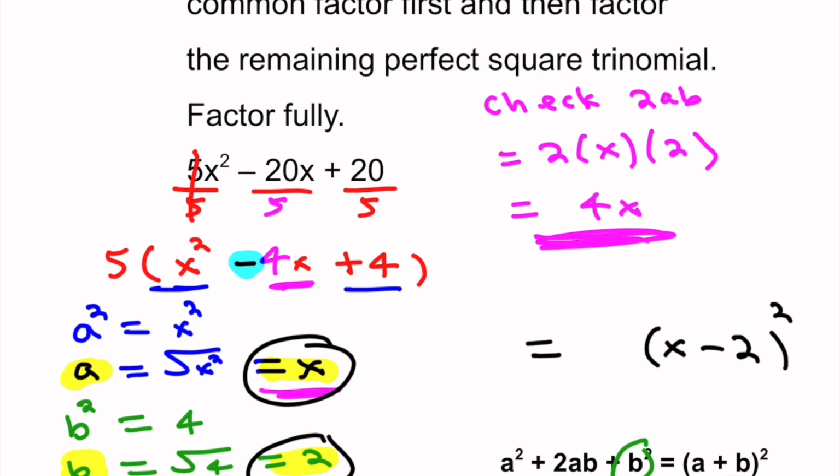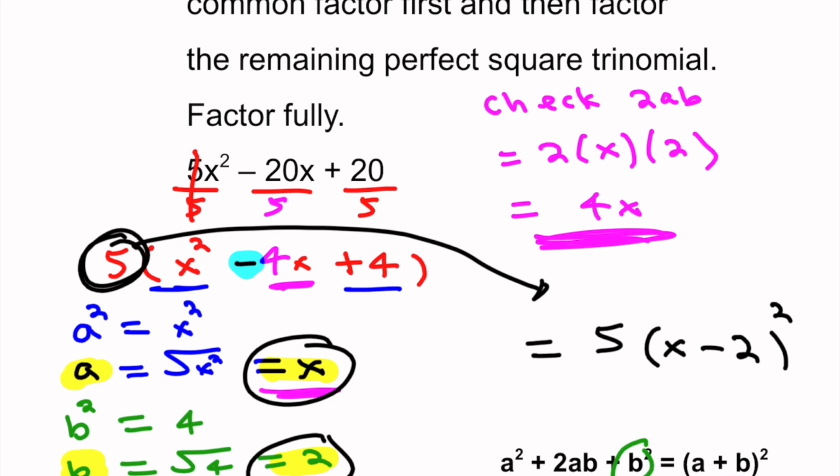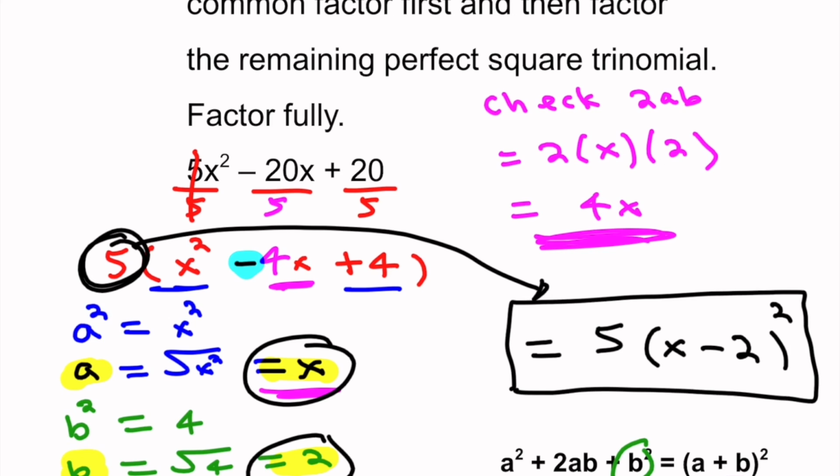And the last thing we need here that we can't forget, since we took that 5 out at the very beginning, we need to also include that over here on the outside of the bracket. So that right there is our fully factored answer here, 5, and then bracket x minus 2 bracket squared. Okay, so always common factor first if you can. Sometimes you need to, like we did here, or at the very least, it makes your numbers that much easier to work with. Okay, and that is it for this one.